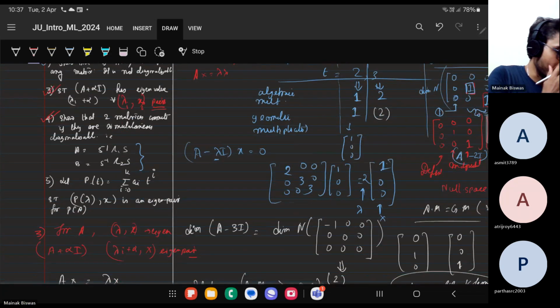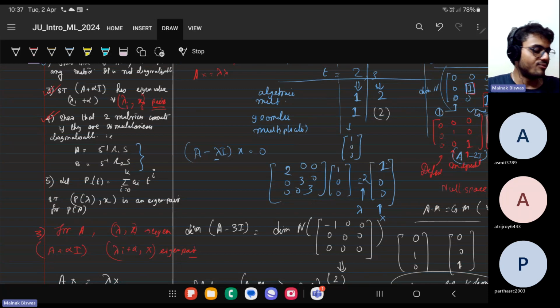Last question. Show that if P is a polynomial and lambda comma x is an eigenpair for A, then P of lambda comma x is an eigenpair for P of A. How will I show?